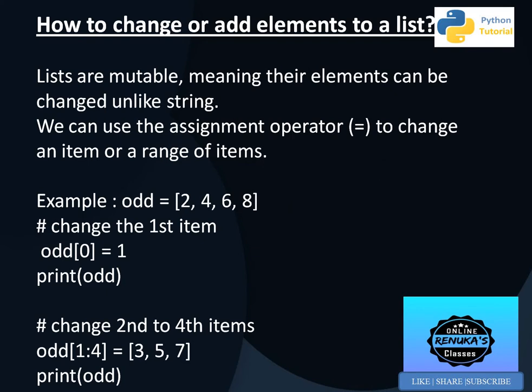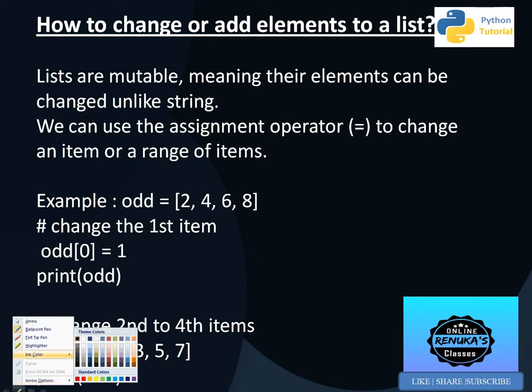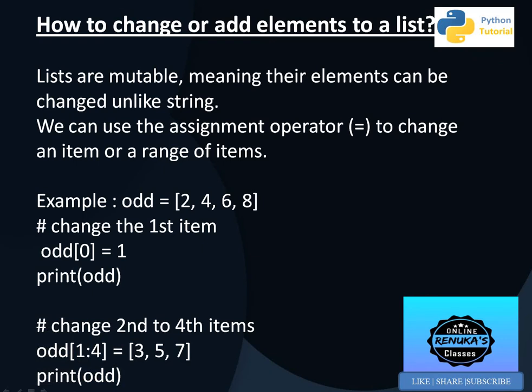Then how to change or add elements to a list. As we discussed in the beginning, lists are mutable. Mutable means we can make changes in the list. Now suppose there is a list odd = [2, 4, 6, 8] and we want to replace the element 2 with 1. By chance it is written 2 and we want to change it to 1. So what will be the statement? odd[0] = 1, meaning at index 0 the element will now be replaced by 1. So when you give the print command, what will be the output?